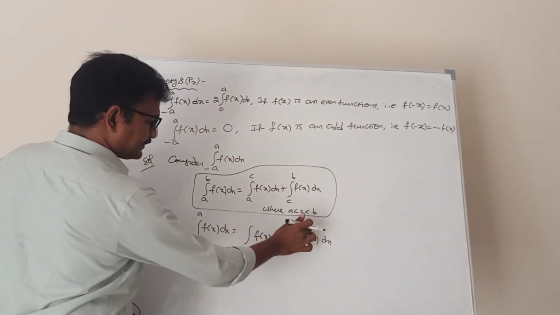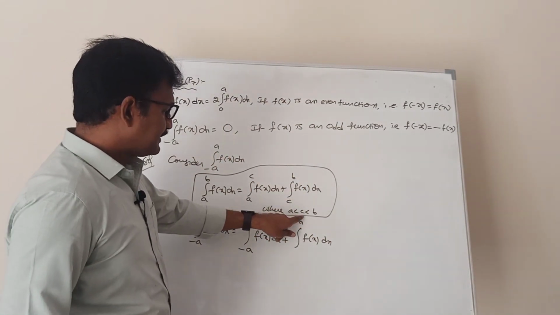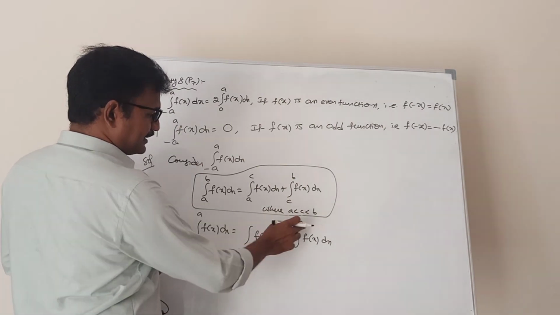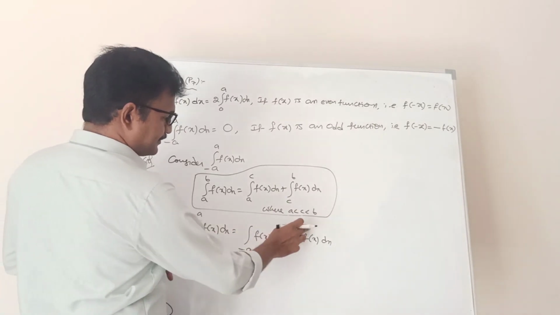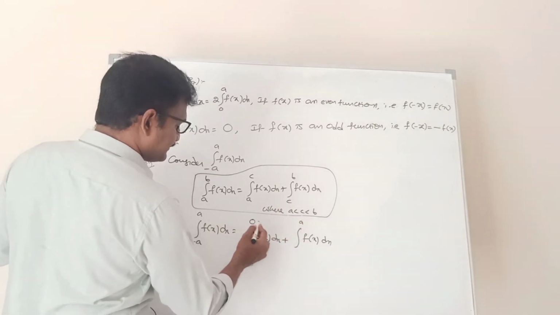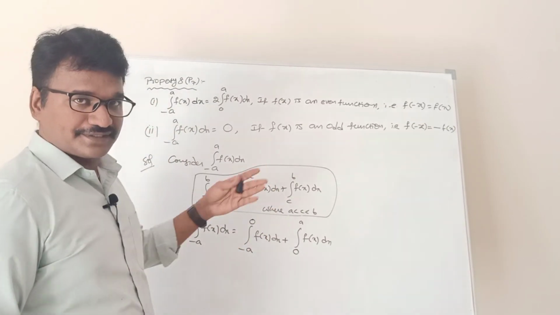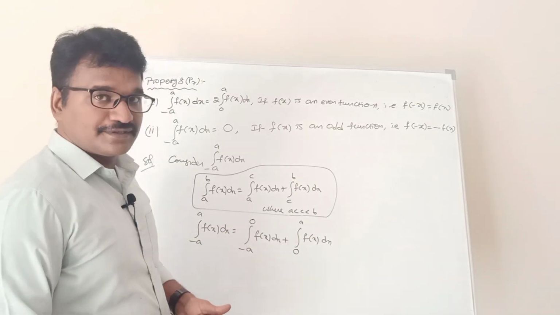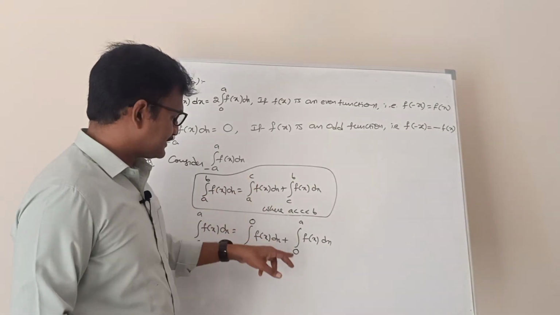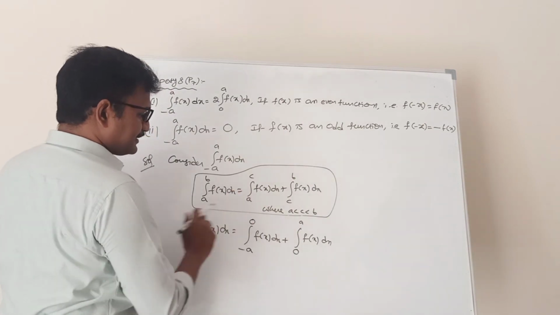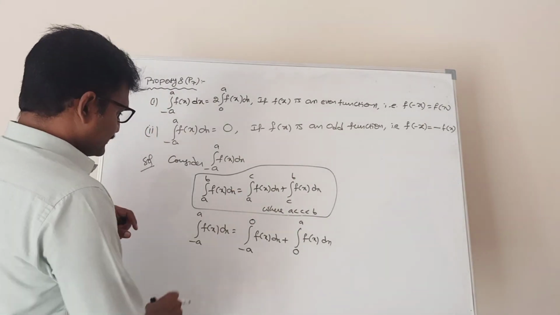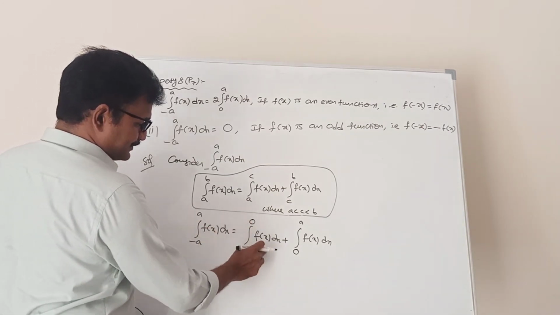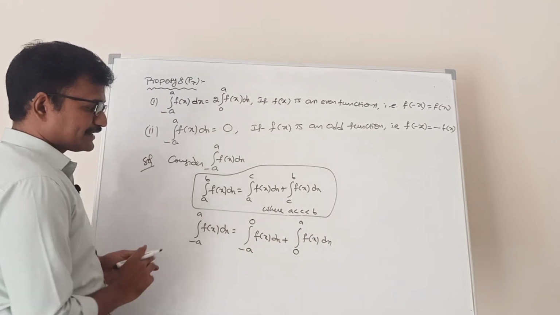For a, b I am taking minus a and plus a. So the c value must lie between a and b. This is a negative number and this is a positive number. Between these two numbers I am taking 0. 0 lies between negative numbers and positive numbers: minus 2, minus 1, 0, 1, 2. That's why in the place of c I am taking 0. Next. So according to the third property, we can write minus a to a f of x dx equal to minus a to 0 f of x dx plus 0 to a f of x dx.